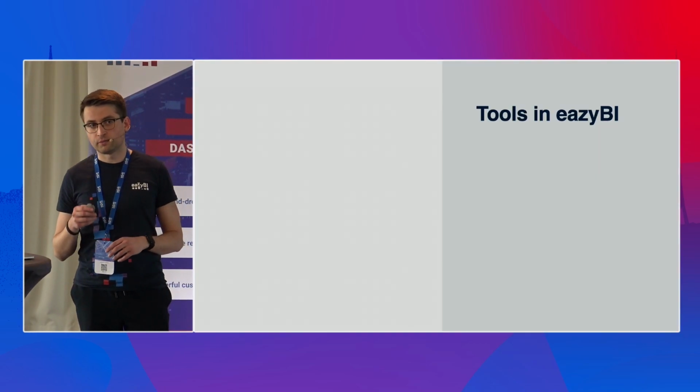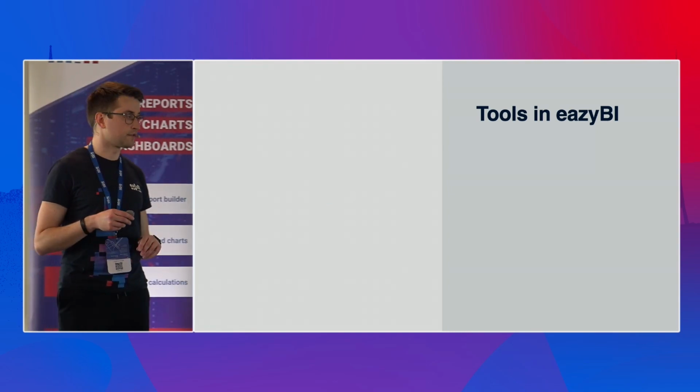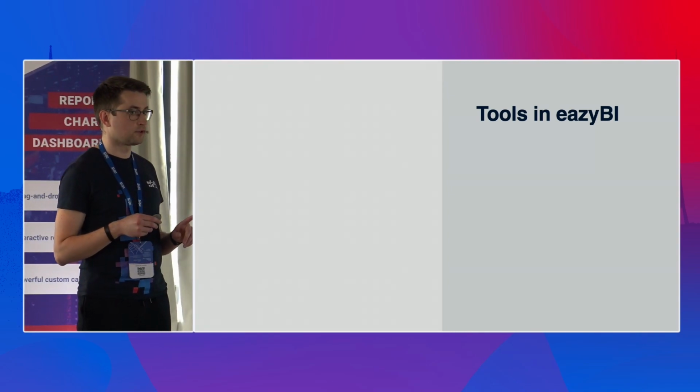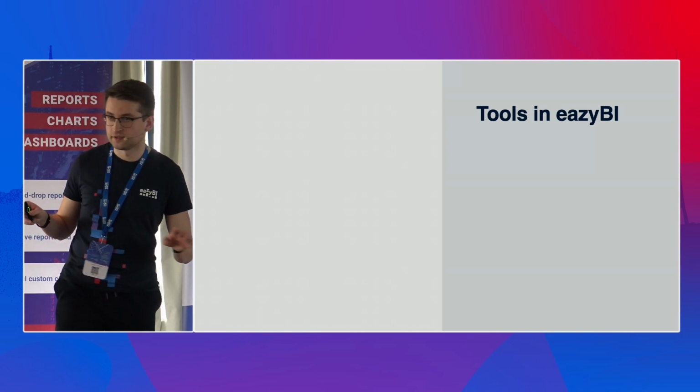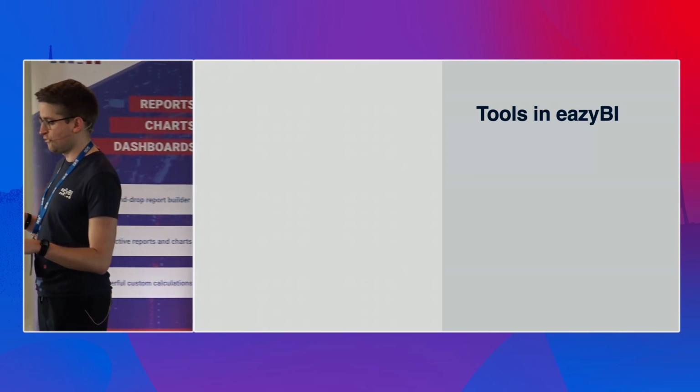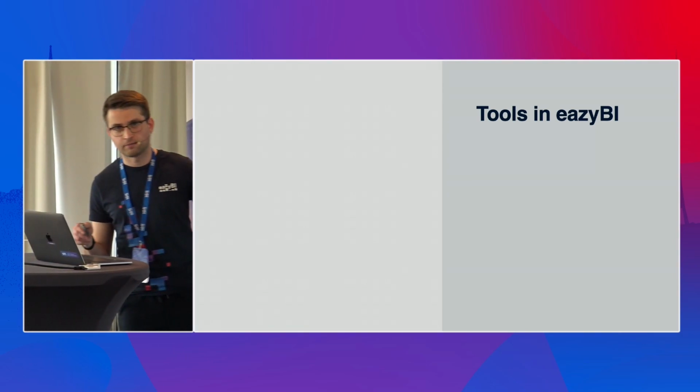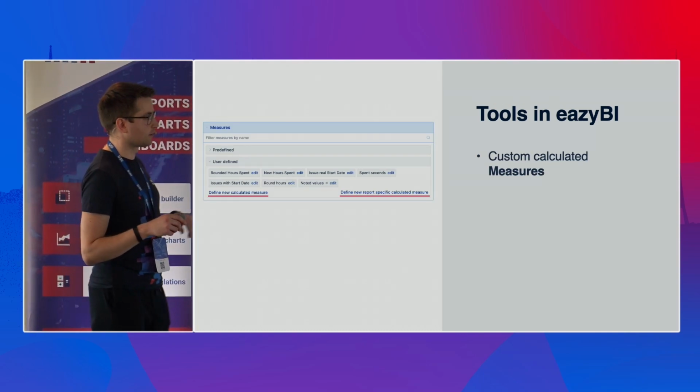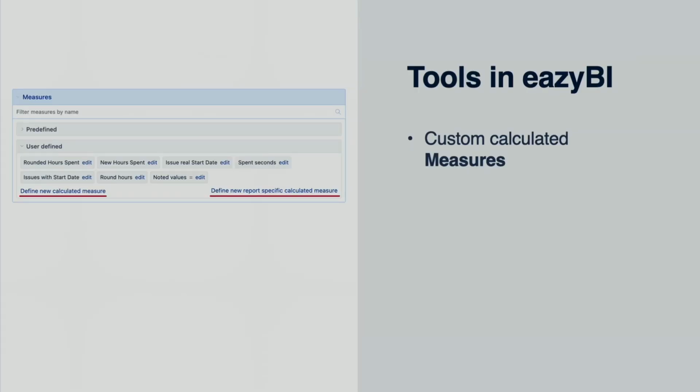So there are 2 main tools in eazyBI that you can use to transform your data. The first tool, you don't even need to open the settings. You just need to click the new report button, expand the measures dimension, and click the define new calculated measures. Yes.